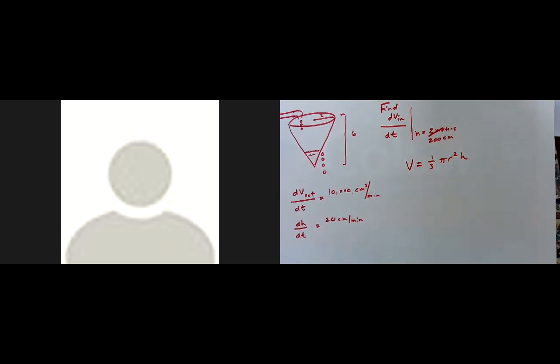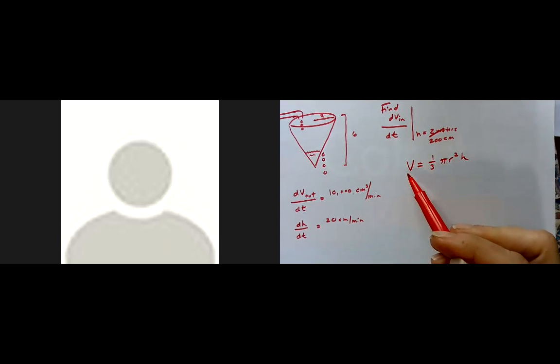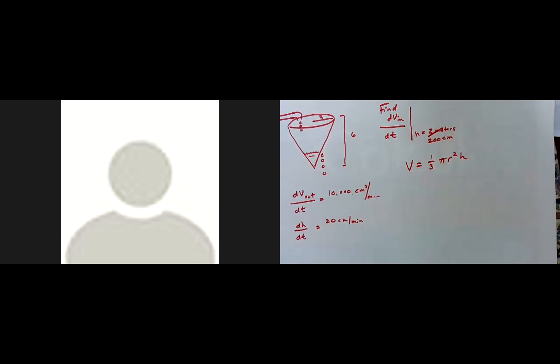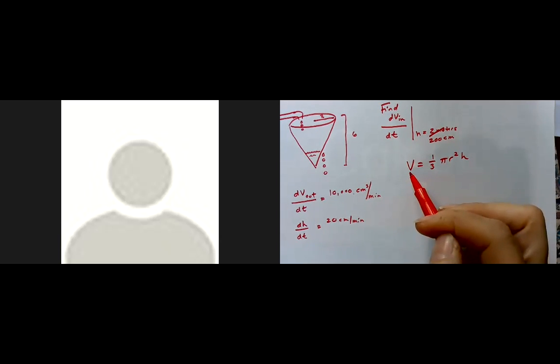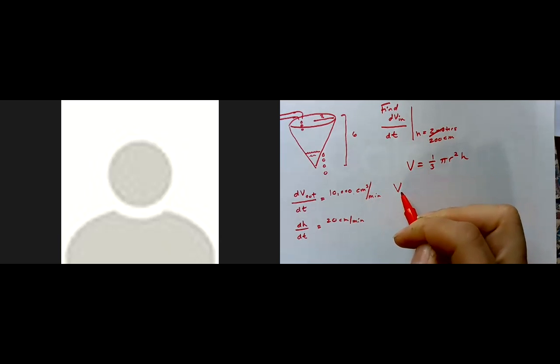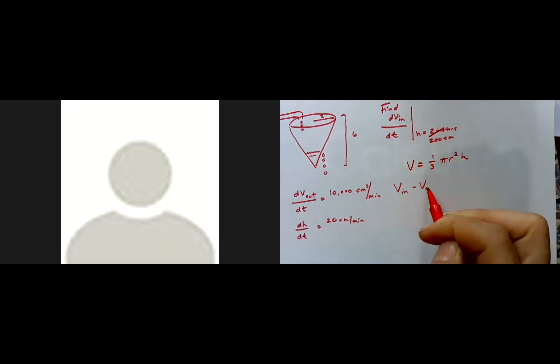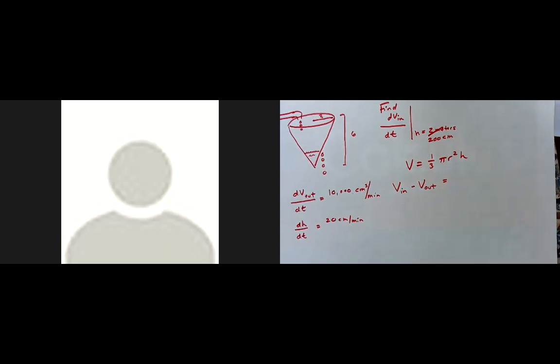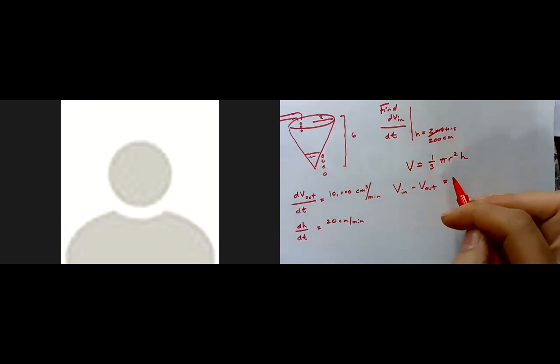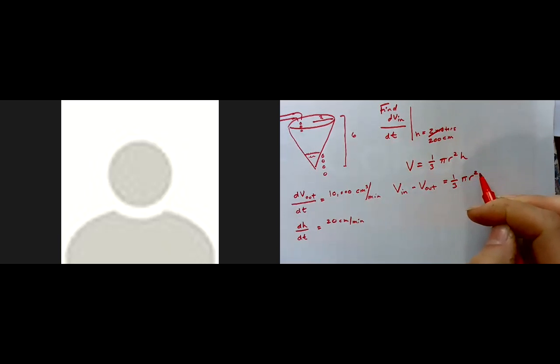But I also want to be careful that this isn't just one volume. Really, the total volume is the volume of the water coming in minus the volume of the water going out. Does that make sense? So this isn't just V, it would be volume in minus volume out. If they just said that the tank was filling up, there would be just one volume, but we've got two happening here.